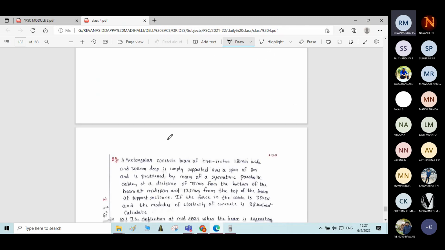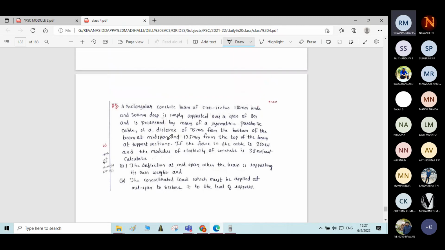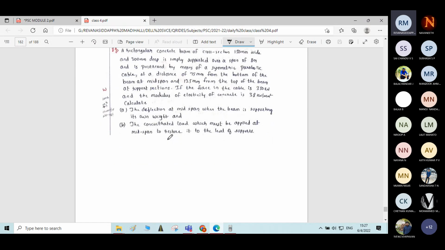So this completes the problem. And there is problem number 8. Take this as homework. And I have provided the answers in the notes. Okay. You can just cross check the answers.